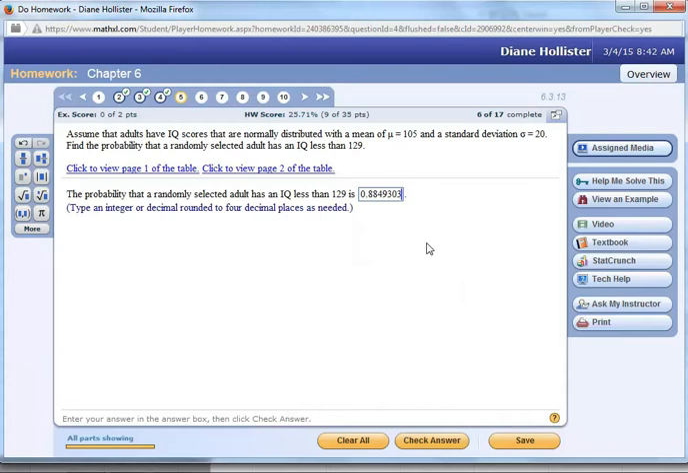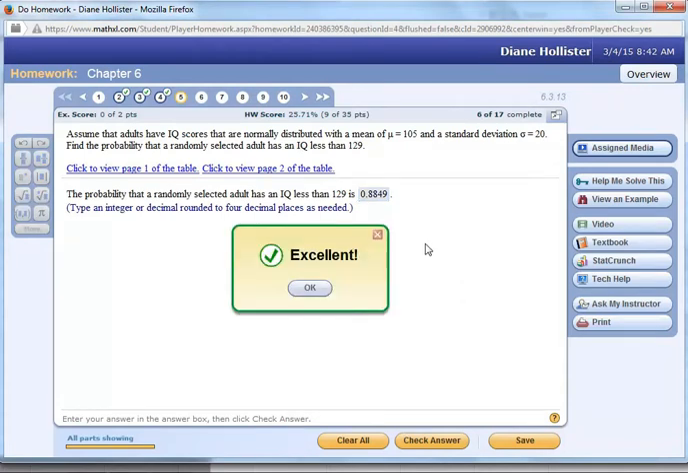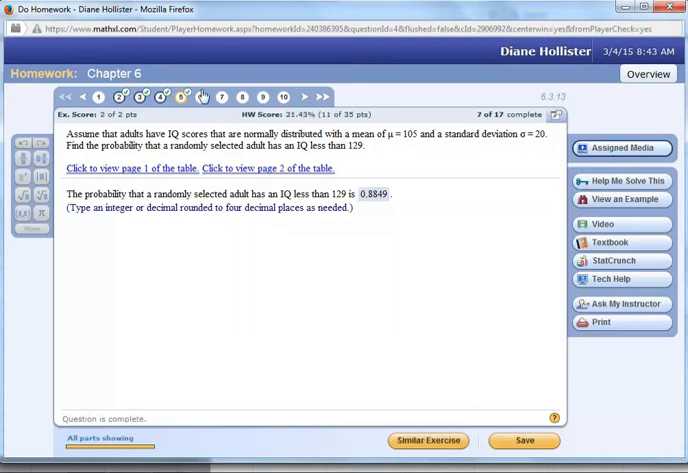Again, rounding to 4 decimal places, 0.8849. Practically speaking, this means there's an 88.49% chance that if we had a population of adults where the mean is 105 and the standard deviation is 20, and we randomly selected somebody and tested their IQ, they would score below 129.